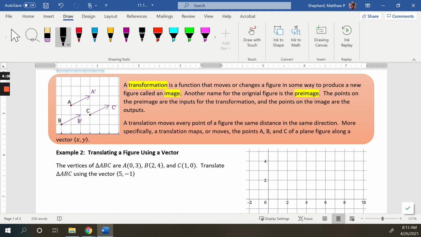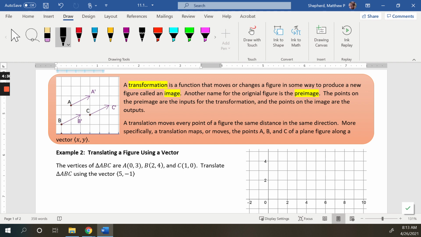A translation will move every point of a figure the same distance in the same direction. More specifically, a translation maps or moves the points A, B, C of a plane figure along a vector XY. So notice how each of these points, A, B, and C, is being moved forward 2 and up 1. So the exact same transformation is happening.